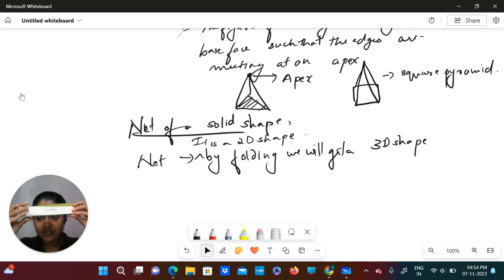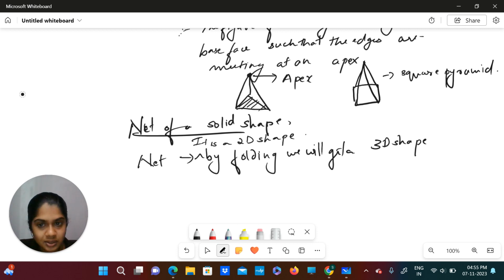For more clarity, look here. This is a cuboid. When I suitably separate the edges of this cuboid, look at how it's converting. It's just opening up into a 2D shape, right? And by folding this, I will get a 3D shape. So this is actually a net. Different solids will have different types of nets. For example, a sphere will not have a net because it does not have any edges, so we cannot separate it. It's not possible for a sphere. So the 2D shape which by folding gives a 3D shape is called a net.